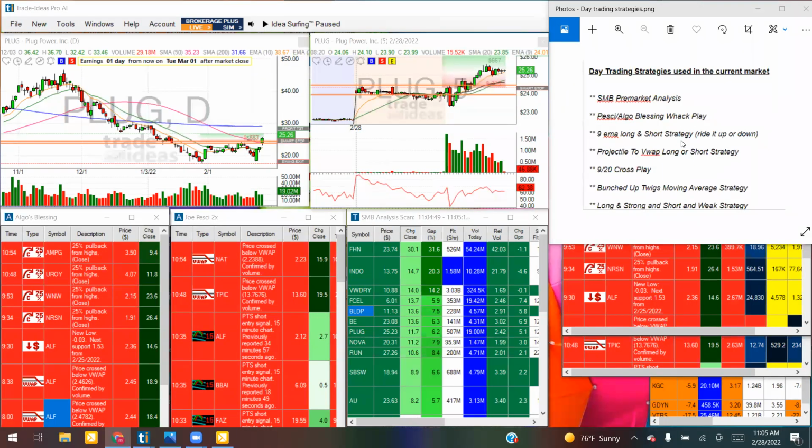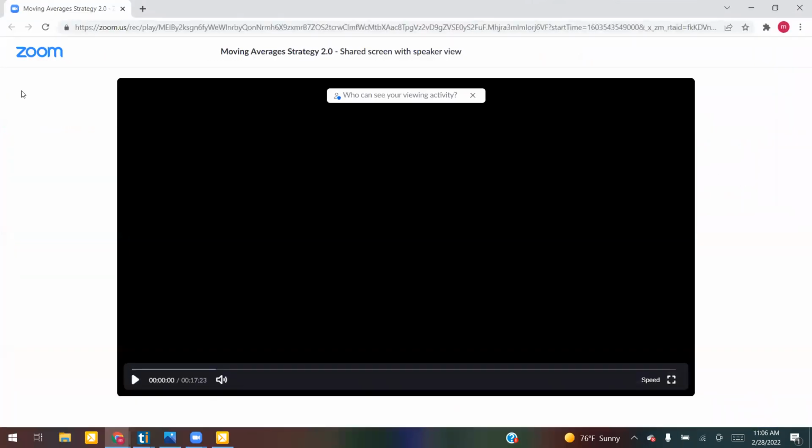on to the bunched up twigs moving average strategy. I know that sounds really crazy, but let's for a second talk about why I named it the bunched up moving average twig strategy. I think the first thing we want to understand is what happens with a twig, right? When you as a person try to snap one twig.